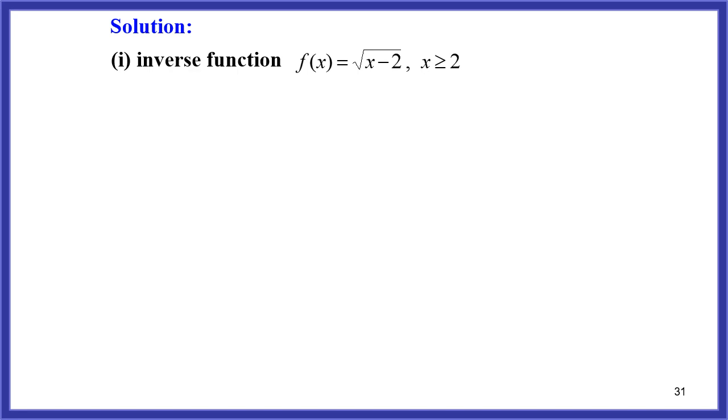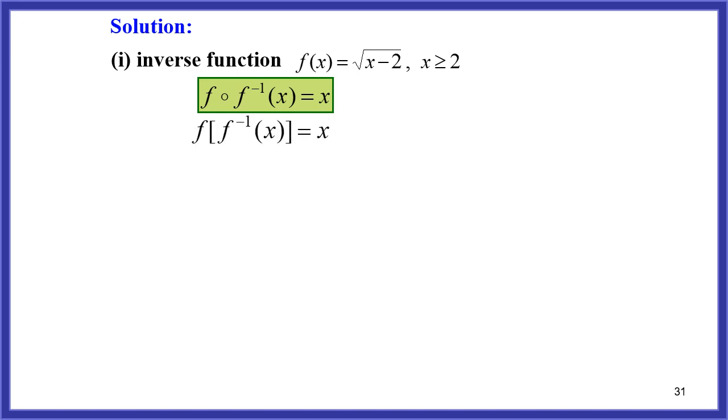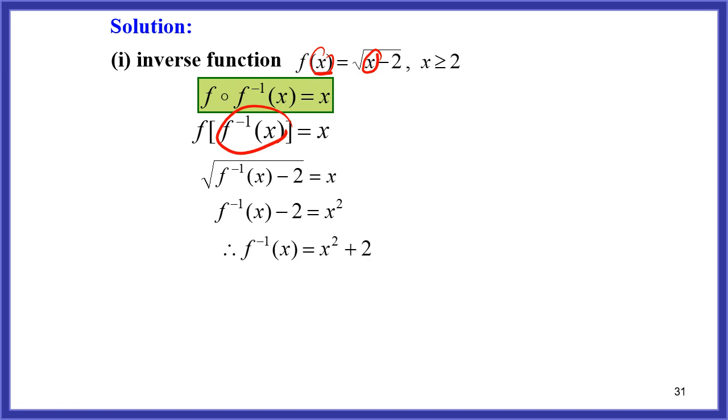Okay, now to find the f inverse, we can use the property f of f inverse equal to x. We have f(x) equal to square root of x minus 2, so we replace the x with f inverse. So we have square root of f inverse minus 2 equal to x. To eliminate the square root, we square both sides, so we have f inverse minus 2 equal to x squared. So f inverse is equal to x squared plus 2. So we have the f inverse here.